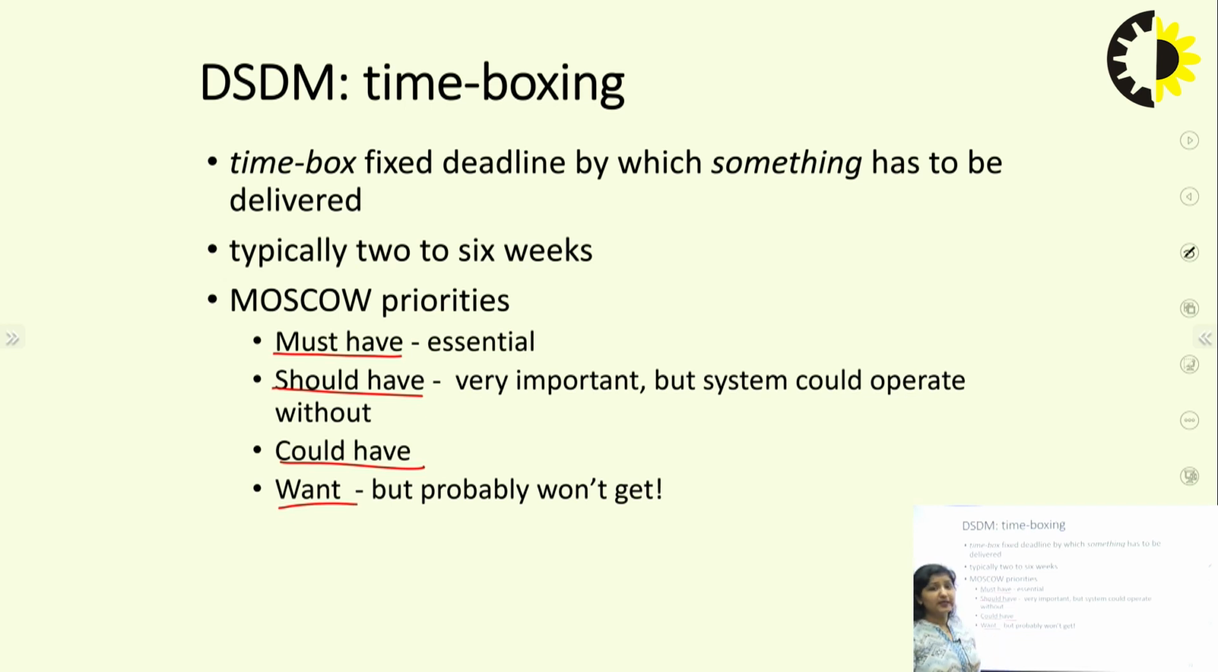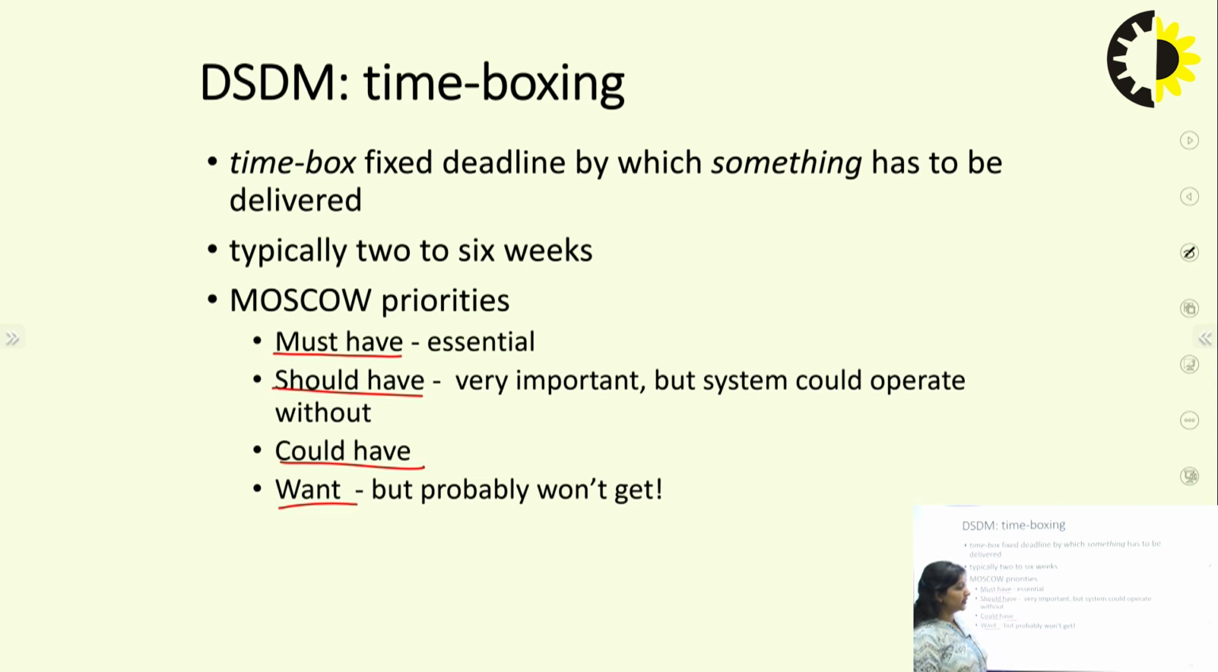Must have means essential things which are required. Should have are very important, but the system could cooperate without it. If it is not there, the system can still work. Could have means if it is there in the system, well and good, otherwise also it's fine. And want, but the probability is that we are not going to use it or we are not going to get it.